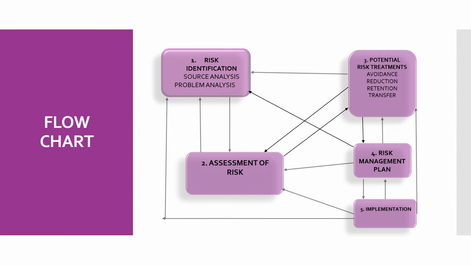This is the flow chart for that risk management process. Risk identification has two things: the sources from where we can identify those risks, source analysis and problem analysis. Then it moves down to assessment of risk, and then we have the potential risk treatments, the risk management plan, and implementation. So this is how the risk management process works.